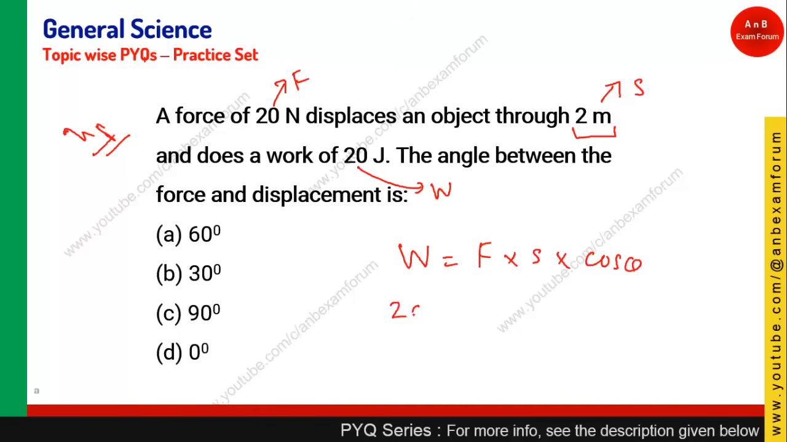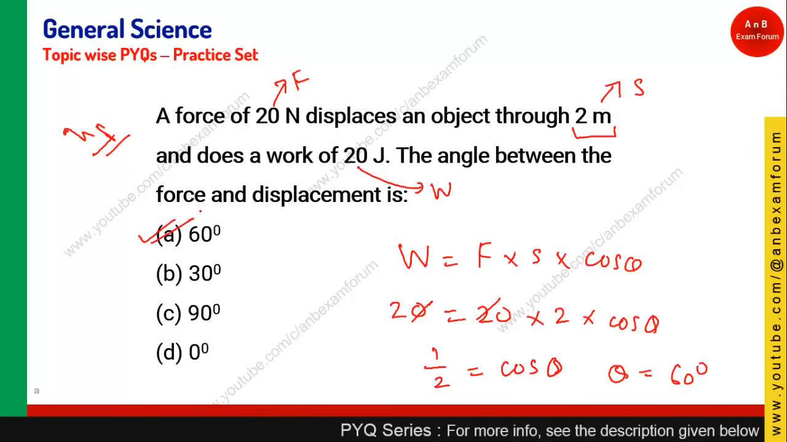What is the work done? 20 joule. What is the force? 20. What is the distance traveled? 2 into cos theta. So 20 got cancelled. You have 1 by 2 is equal to cos theta. So theta is cos inverse 1 by 2, that is 60 degree. The cos theta is 1 by 2. So the angle between force and displacement will be option A, 60 degree.